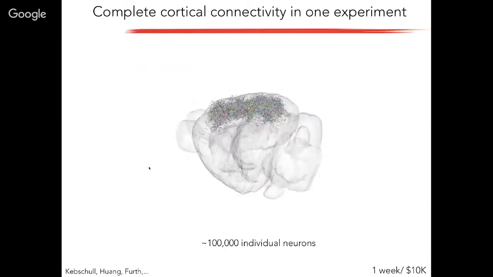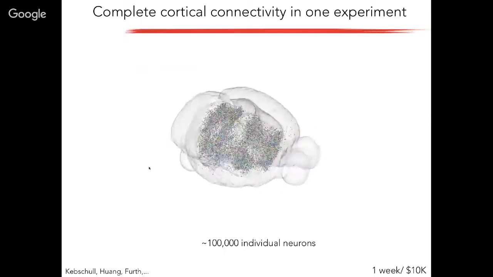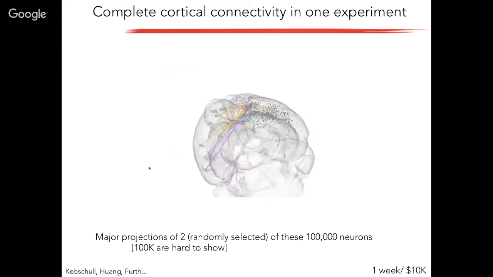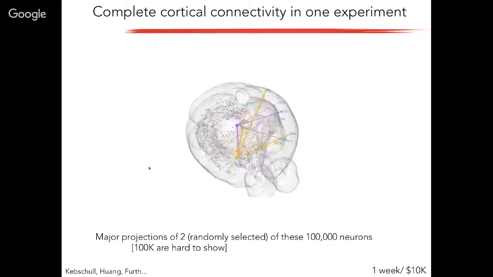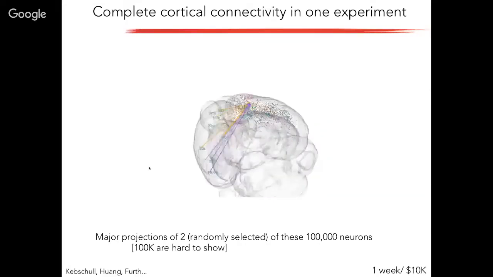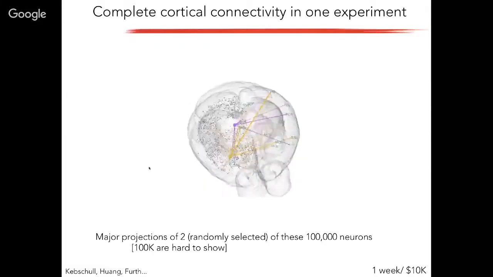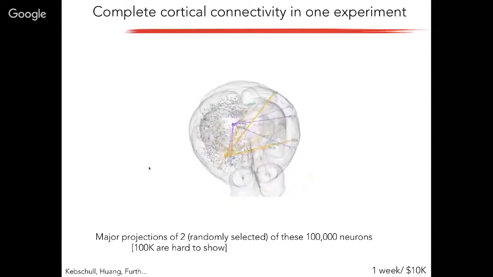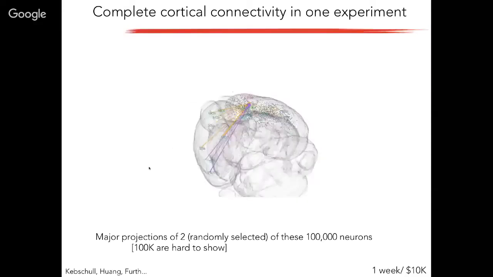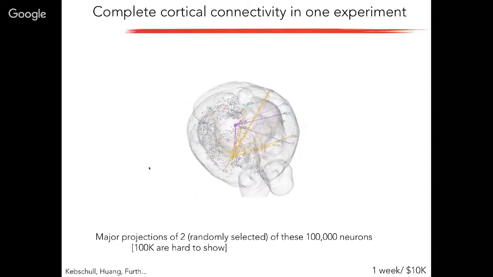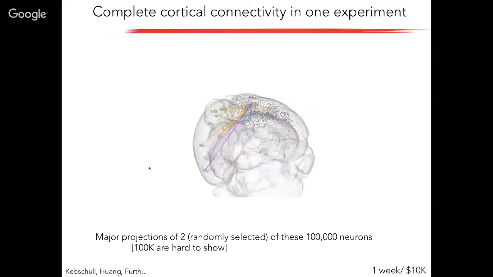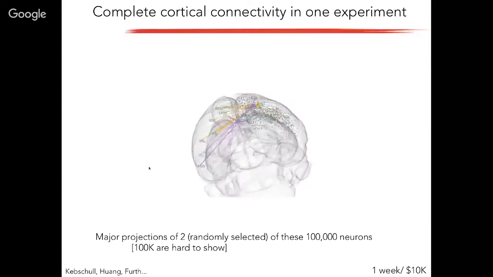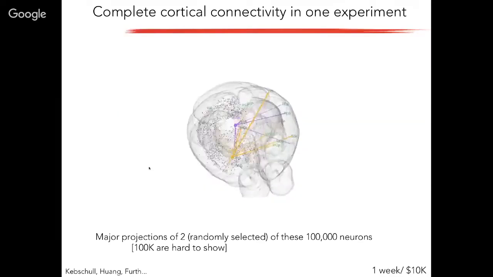In a single experiment, in about a week for about $10,000, we can get the projection patterns of about 100,000 individual neurons. And for each neuron, we can see the areas to which it projects. So here are the strongest projections of 2 of these 100,000 neurons, just randomly selected, to give you a feel for what kind of data we have. This is so much data, and of a different form, that although we've had these data now for almost a year and a half, we're still figuring out how to make sense of them and what to say about them. But we're writing this up right now.